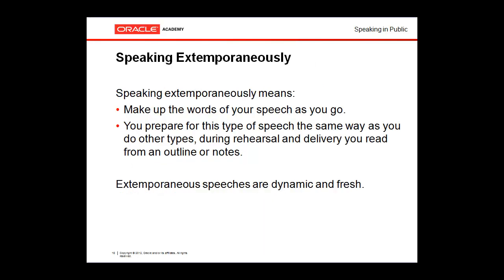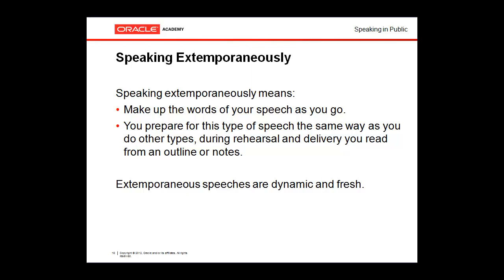When you make up the words of your speech as you go, this is called an extemporaneous speech. This does not mean that you do not prepare for the speech. Rather, as you rehearse, you reference an outline or speaker notes that remind you of the order of ideas in your speech. Extemporaneous speeches are often dynamic and sound spontaneous and fresh because you are speaking words as they come to mind.